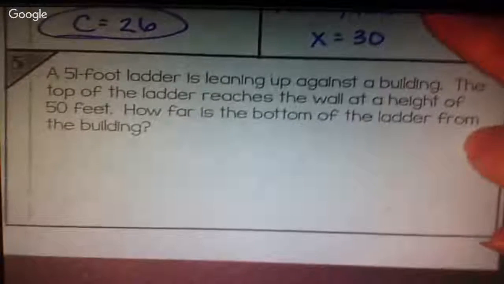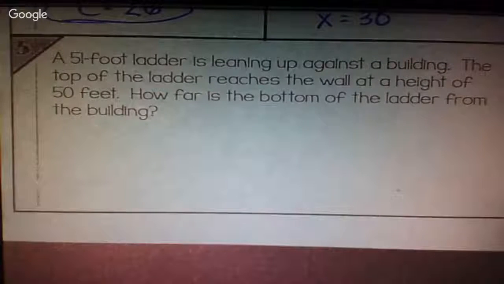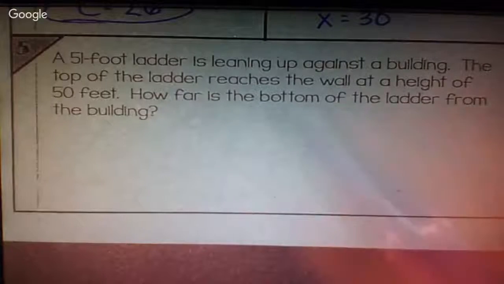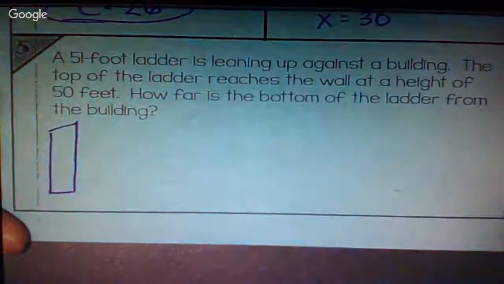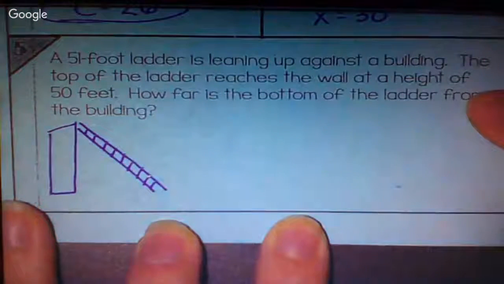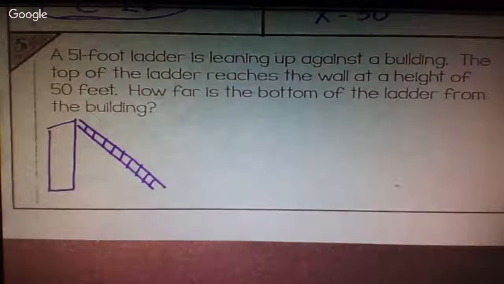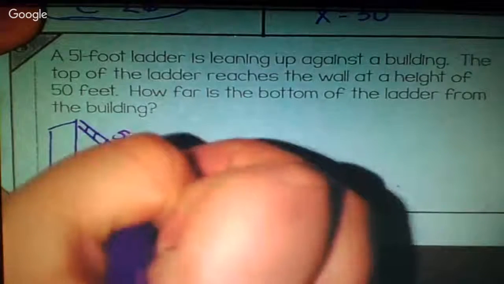Okay. When they give you a word problem, my suggestion to you is to draw a picture. So we've got a 51-foot ladder that's leaning up against a building. So I need a building. Here's my building. It's a nice building, isn't it? It's pretty. Okay, so there's my building, and I've got this ladder that leans up against it. Okay, there's my ladder. So it says I have a 51-foot ladder. So that means this is 51 feet.